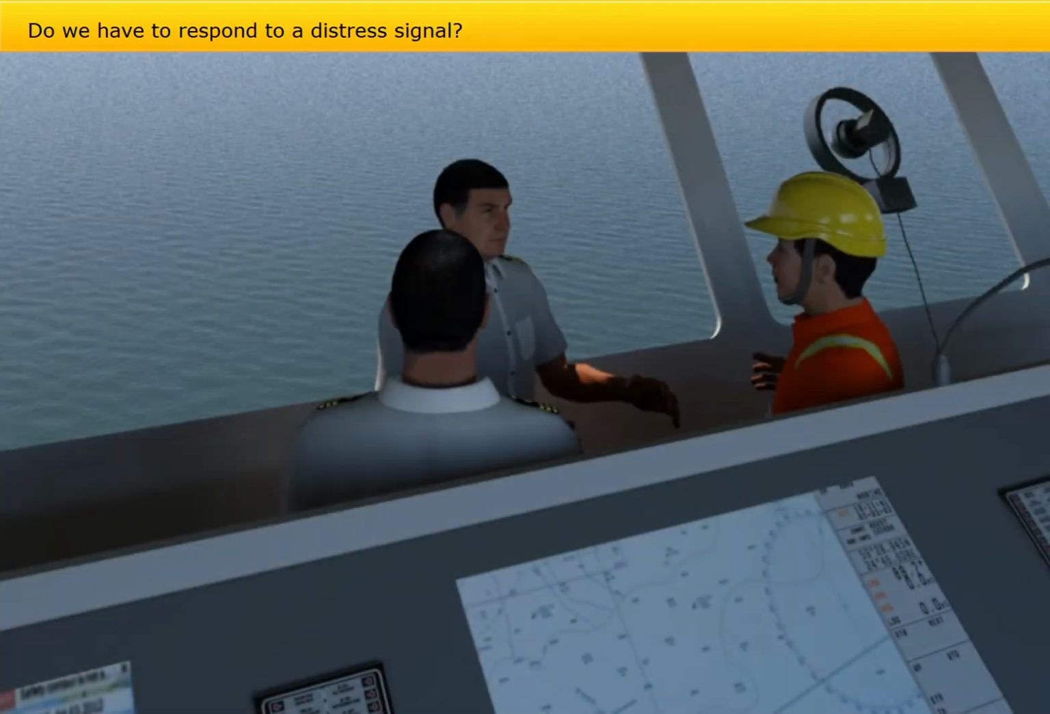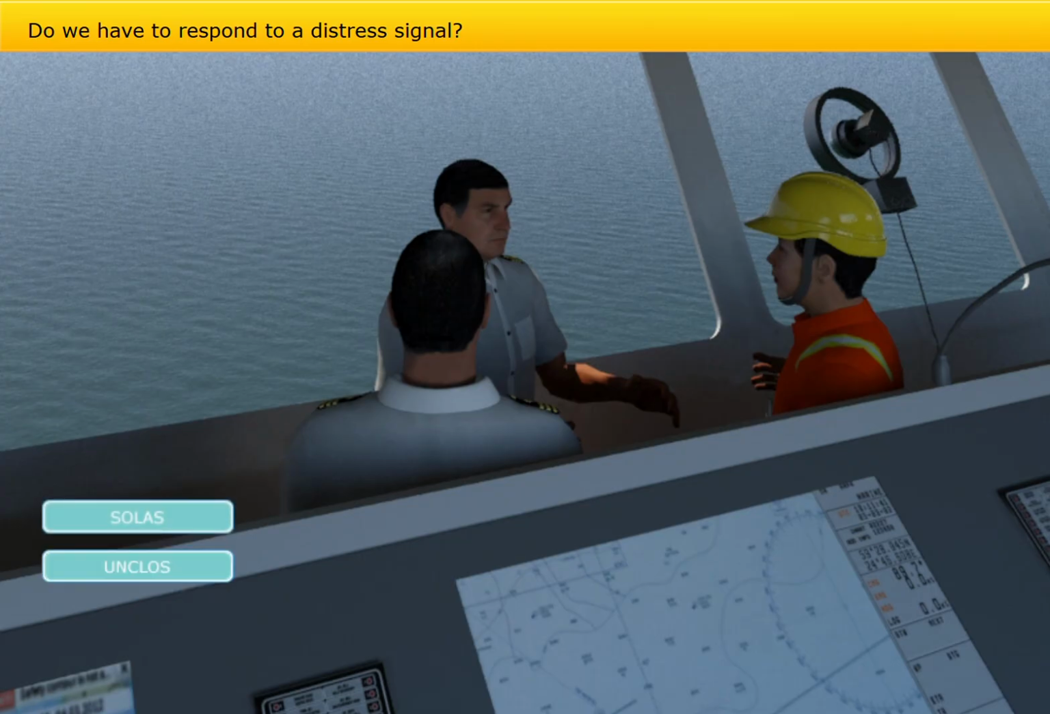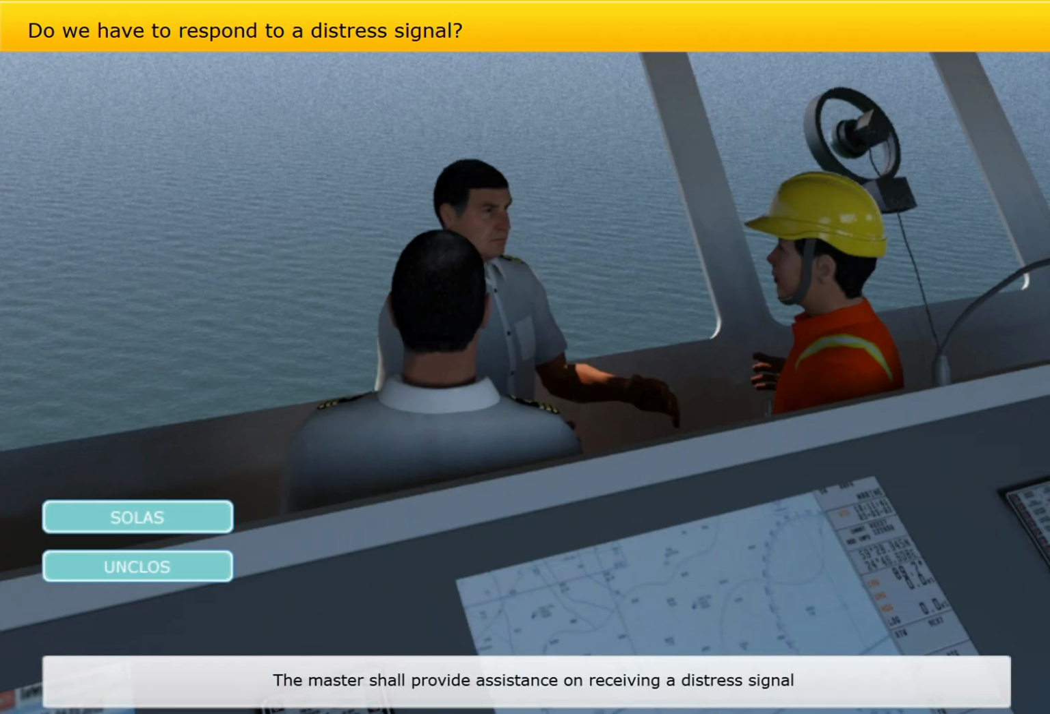The master has been called to the bridge and asks the question, "What time did you see the distress signal? Have we heard any other messages, or has anyone responded?" Both the United Nations Convention on the Law of the Sea, UNCLOS, and Safety of Life at Sea, SOLAS, state that the master of a ship at sea, on receiving information from any source that persons are in distress at sea, shall provide assistance and proceed with all possible speed.